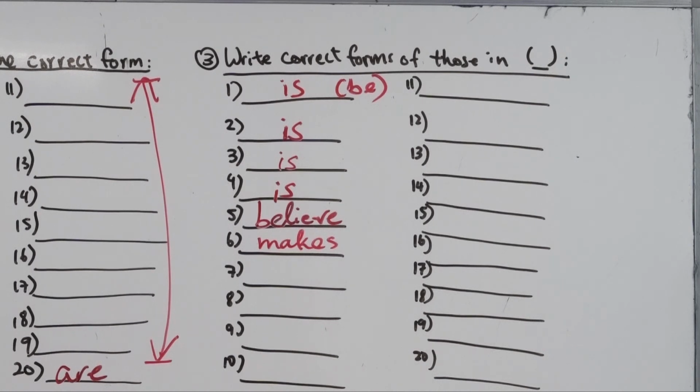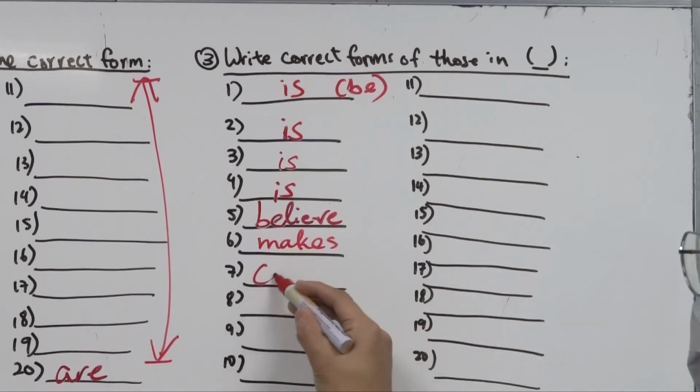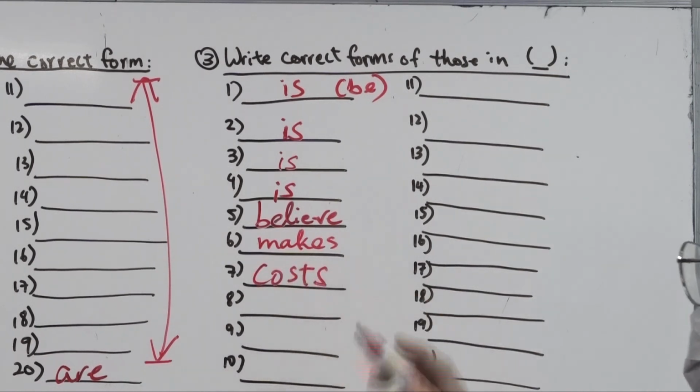Next one, a loaf of bread costs more now than it did 10 years ago. Now a lot of people make a mistake here, okay? When we talk about a loaf of bread, that is one unit of bread. A loaf of bread costs, C-O-S-T-S. Don't forget the other S over there. Costs. A loaf of bread costs.